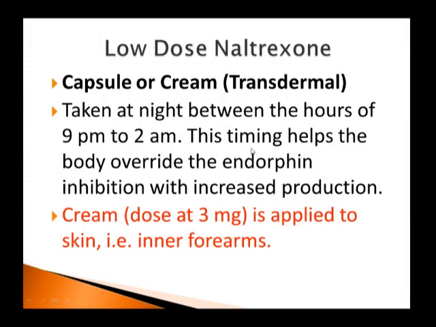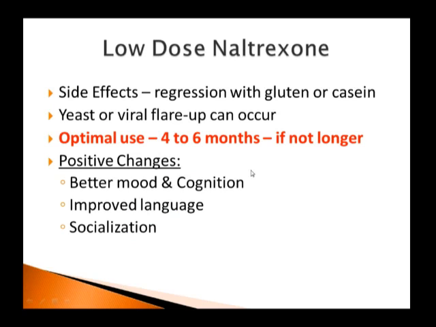The critical thing with low-dose naltrexone is it's taken between the hours of 9 p.m. at night and 2 a.m. in the morning. And that timing is important because it's that timing that has that overriding effect on these endorphins to get this corresponding increase in endorphin production throughout the night. If you try to do low-dose naltrexone during the day, it's just not going to have the same effect.